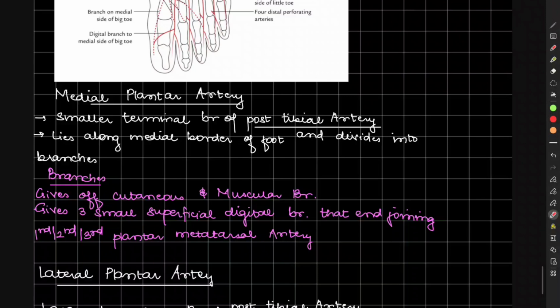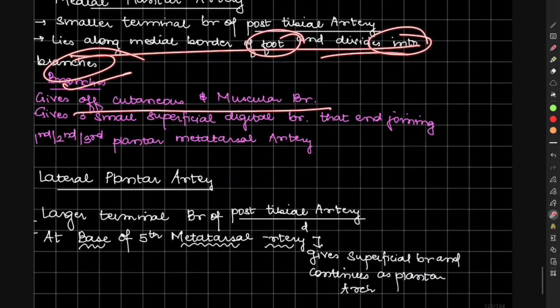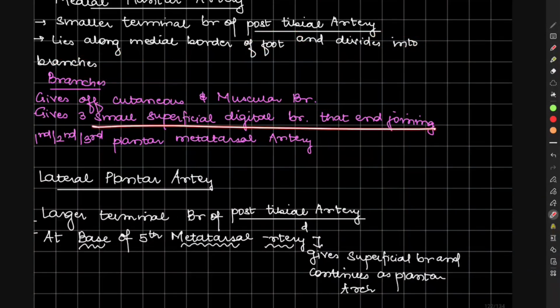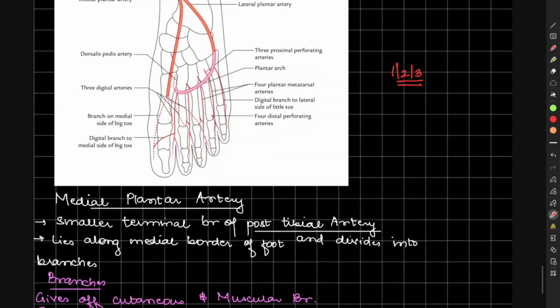Okay. See the theory part. Smaller terminal branch of the posterior tibial artery lies along the medial border of the foot and divides into branches. Branches give off cutaneous and the muscular branches. Three superficial digital branches that end joining the first, second, third plantar metatarsal artery.